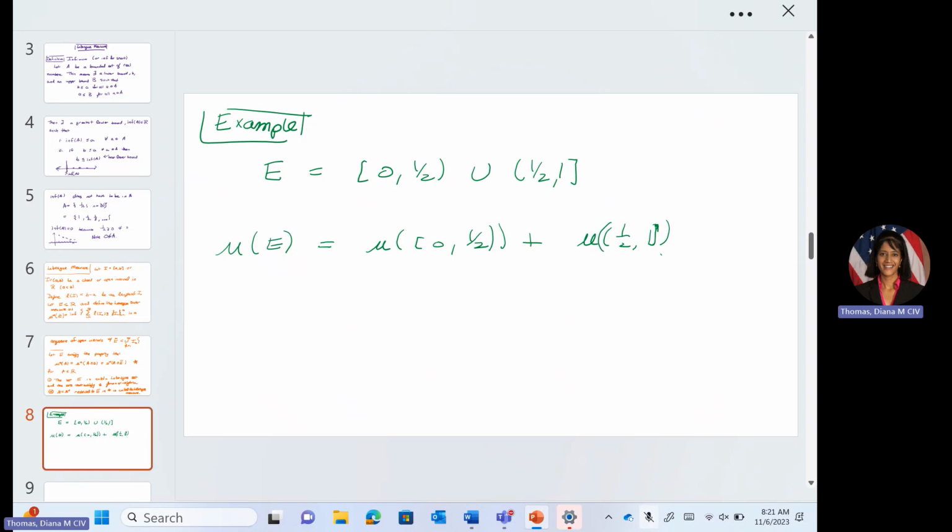So what am I going to get for this? What's the length of the interval from 0 to 1/2? It's greater than 0, it's true, but I want the actual value. It's a half, right? So this part's a half. And this part, 1/2 to 1, another half. So this measure is equal to 1.